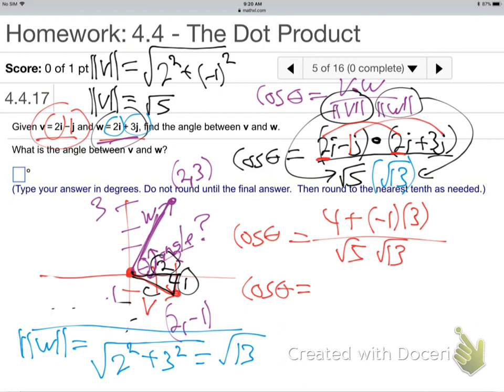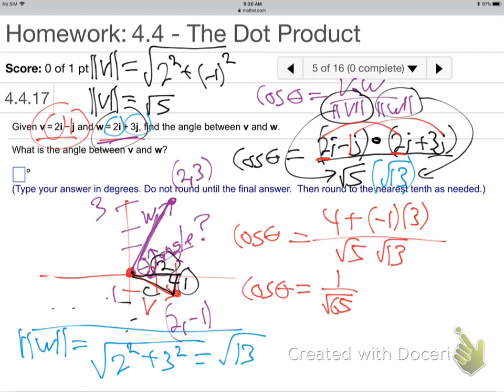What's that? 4 minus 3 is 1. Over the square root, you can just multiply those together, 5 times 13 is 65. So 1 over the square root of 65. Square roots can just multiply. 4 minus 3 made 1 on the top. We good there? So the cosine of the angle in between those two is 1 over the square root of 65.